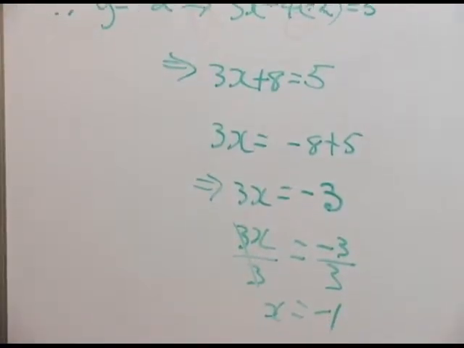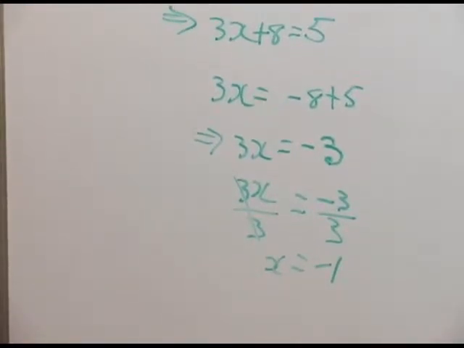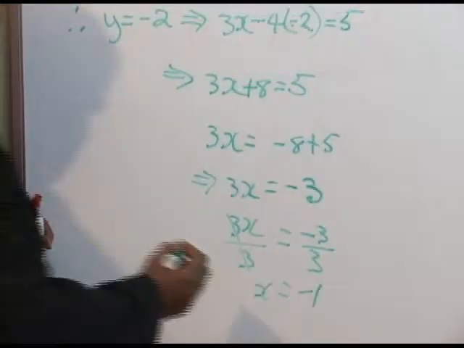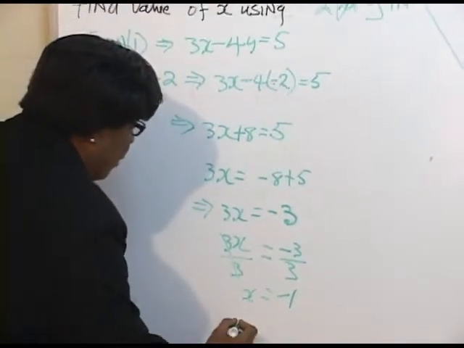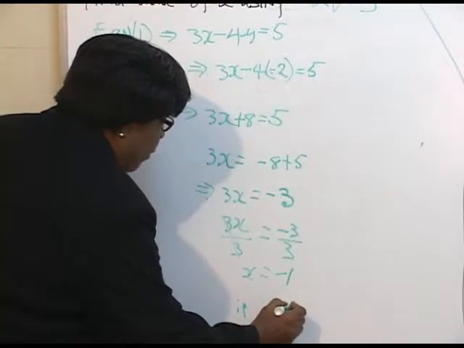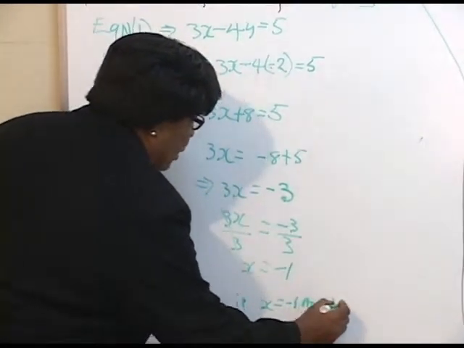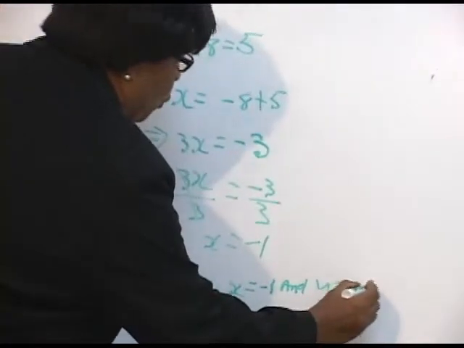And that is how we are solving our simultaneous equations. We must bring both of them together. So for the solution, we're going to see that x is equal to negative 1 and y is equal to negative 2.